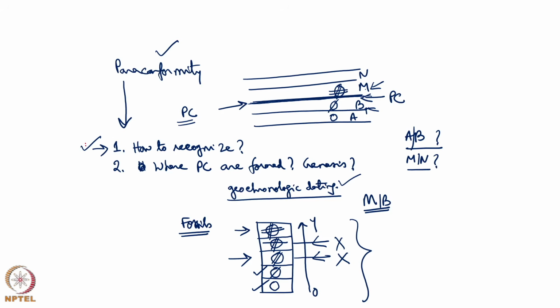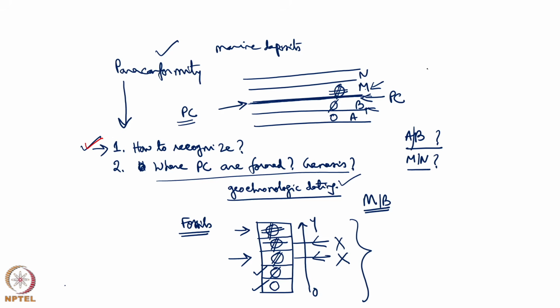This question was responded: how to recognize the paraconformities. Now we are going to see the genesis, where they are produced, how they are produced. Paraconformity can be found in marine deposits. It does not mean that all the marine deposits will have paraconformity, but there is a chance.